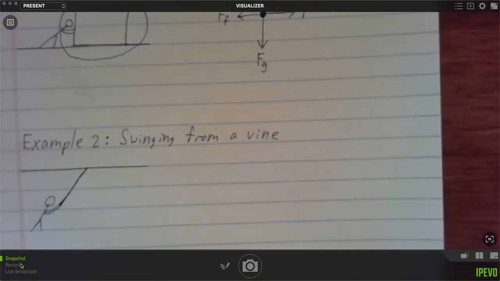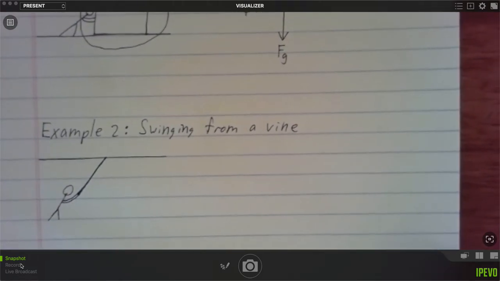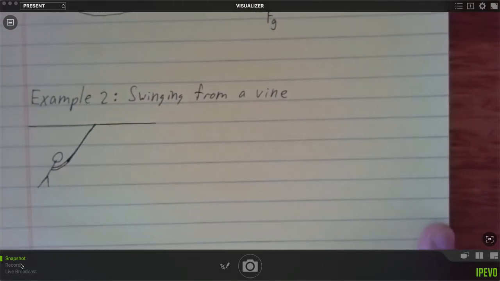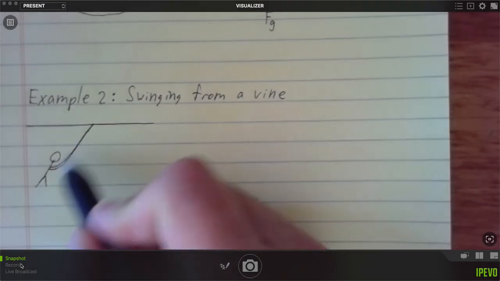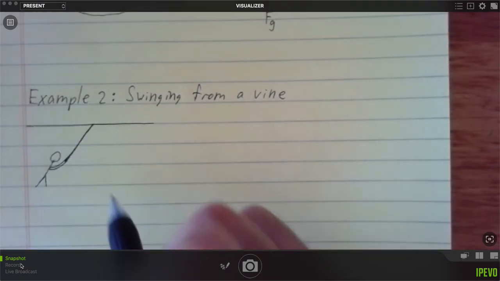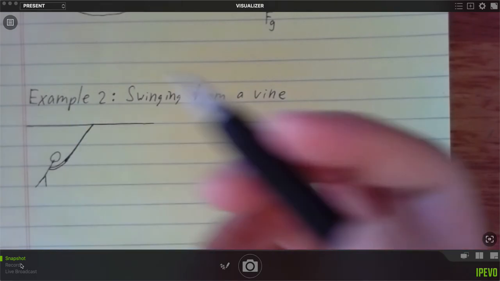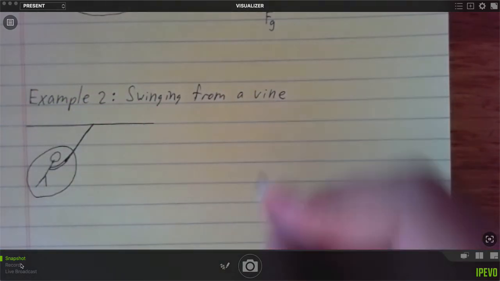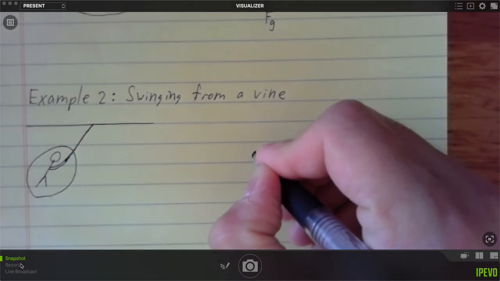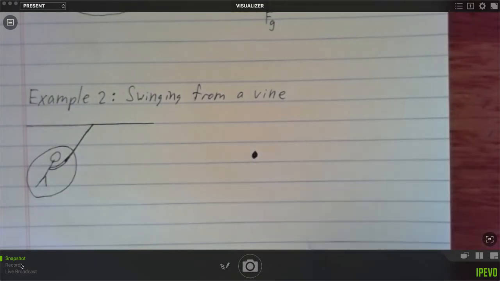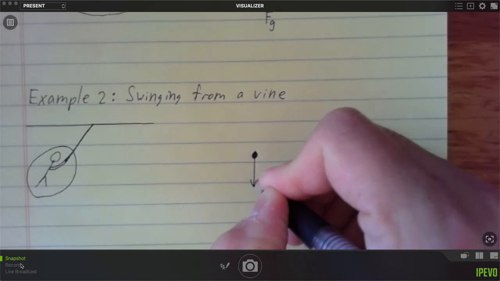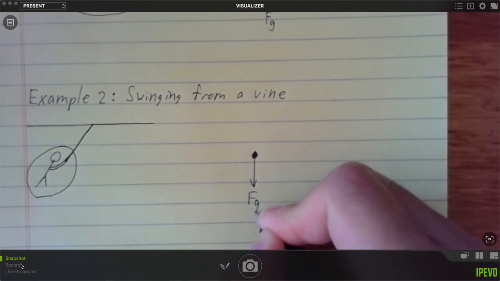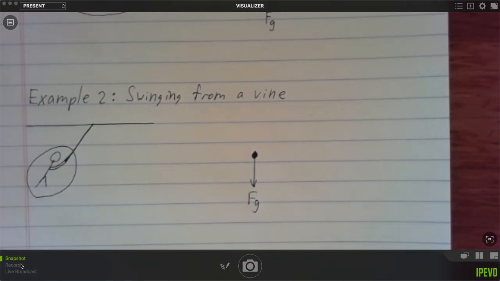Example number 2, swinging from a vine. And so we have me swinging from the vine. Here's the vine. Here's me. Here's something that it's hanging from, maybe a tree branch, maybe a ceiling. Maybe there's a vine coming from the ceiling, who knows? And so I circle myself, and I draw myself as a dot. And I start with gravity, and gravity is a force that always pulls down on objects. We'll get more advanced with gravity later, but it's always down.